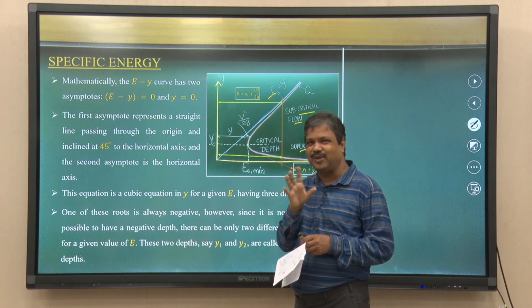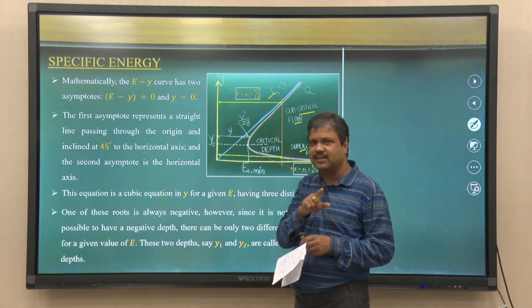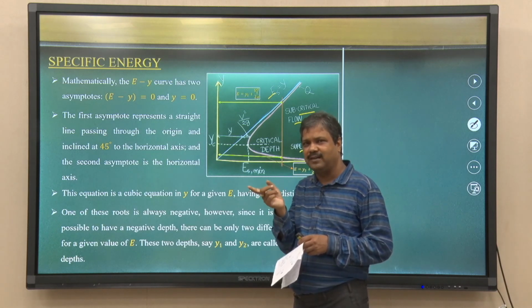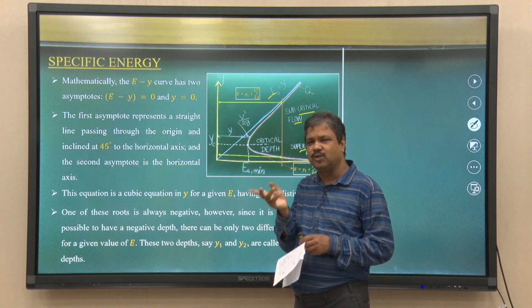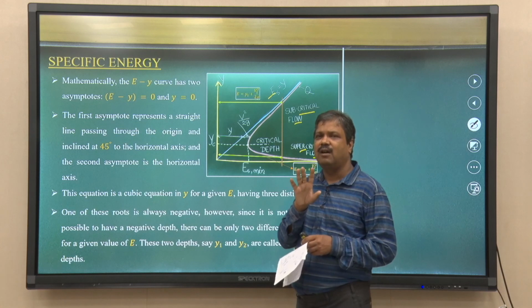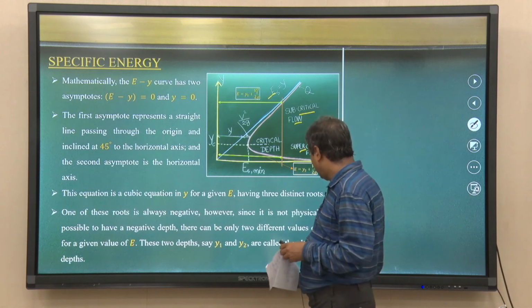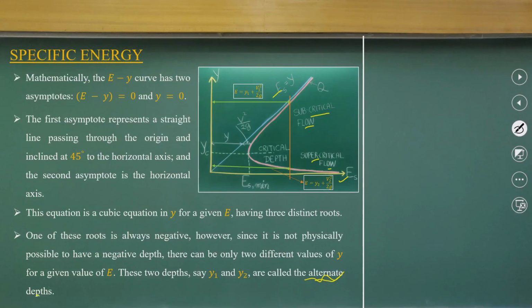Try to understand that with the same specific energy, the channel can flow either subcritical or supercritical. It will have two different depths and two different velocities. So, two different depths we call alternate depths.